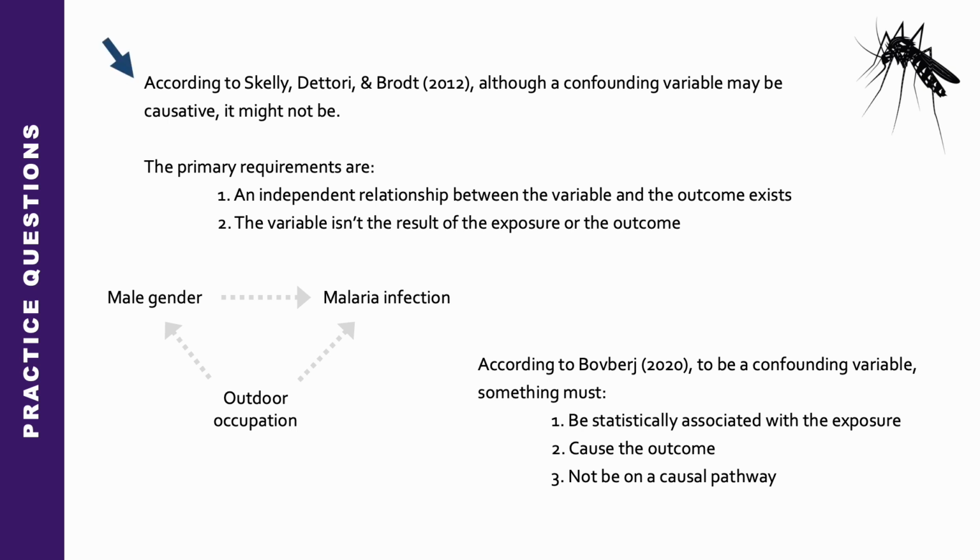According to Skelly, Dettori, and Brodt, in addition to most other sources, although a confounding variable may be causative, it doesn't have to be. The primary requirements are that an independent relationship between the variable and outcome exists, and the variable isn't the result of the exposure or the result of the outcome. I'll include their article below these practice problems as an additional resource to clear up any confusion that might have been caused by the textbook's description of confounding variables.